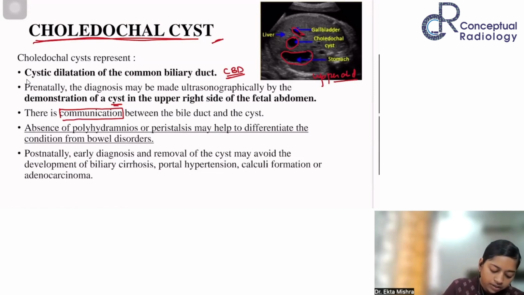At times you will see this communication clearly, at times you won't, but your differential would remain a choledochal cyst. It can also be a hepatic cyst if it is isolated and there's no communication upstream or downstream.